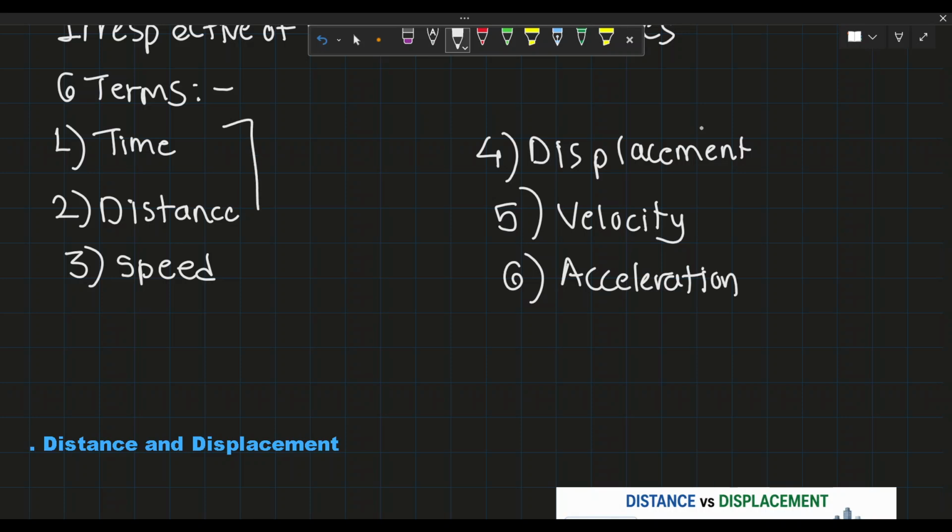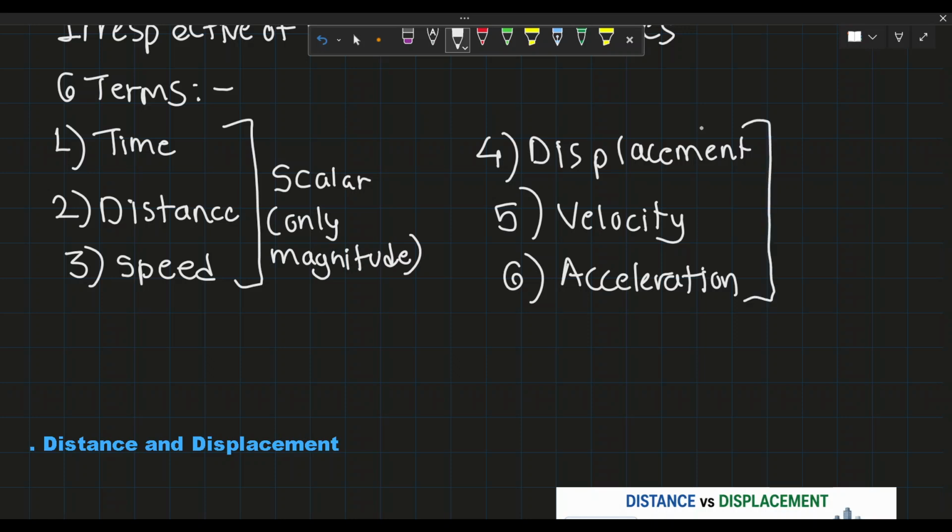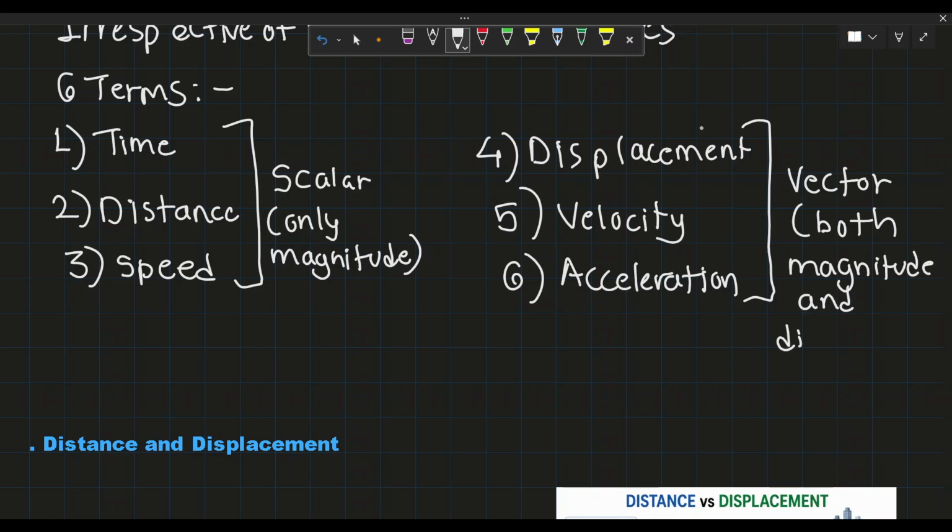These 3 terms are considered as scalar quantities, which only deal with magnitude, whereas these 3 are considered as vector quantities, which deal with both magnitude and direction as well.